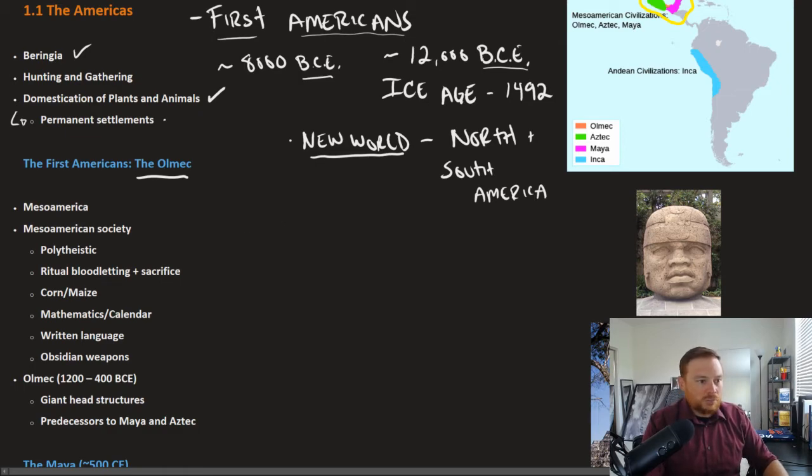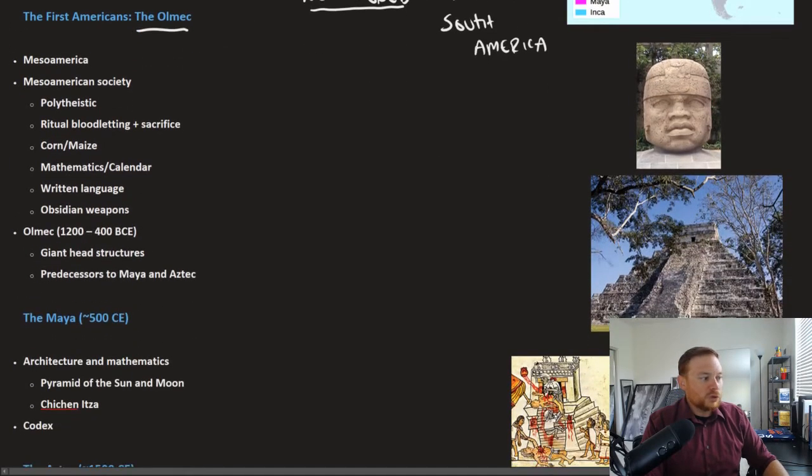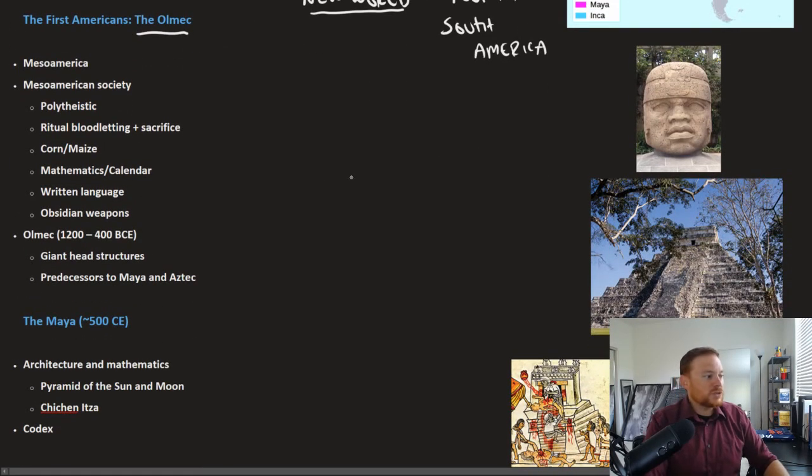So what can we say about Mesoamerican society? That is the society of people or the civilization that existed in Mesoamerica, modern-day Mexico. For the most part, when we think about religion, Mesoamerican religion was polytheistic. That is the belief in many gods or goddesses, a lot of times with a focus on the natural world.